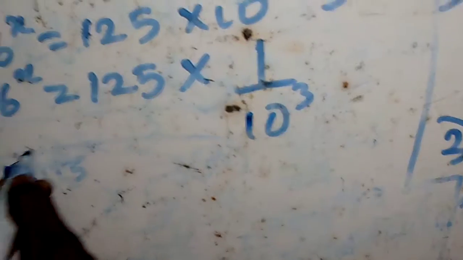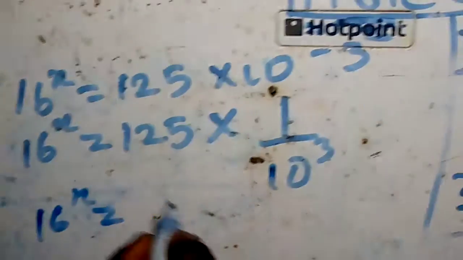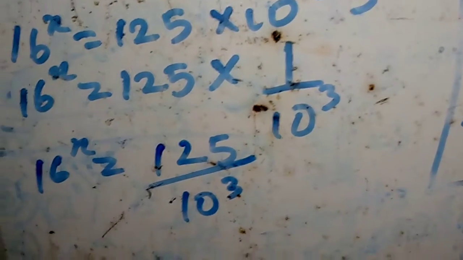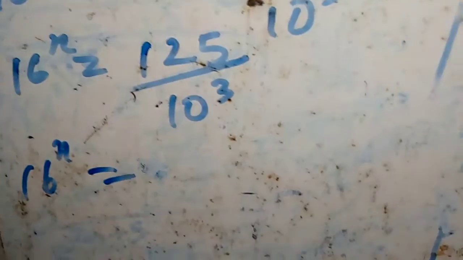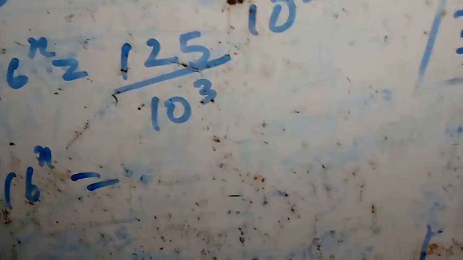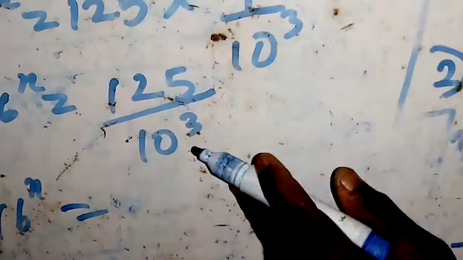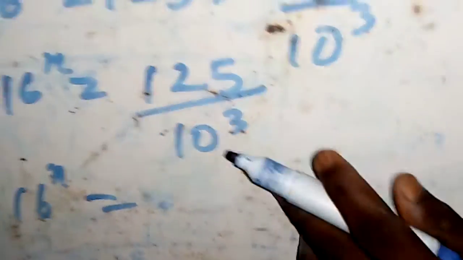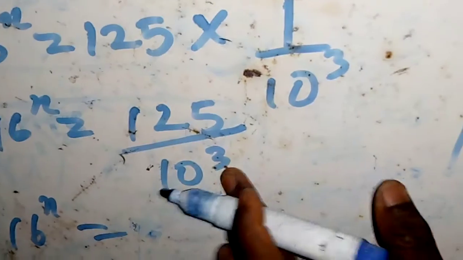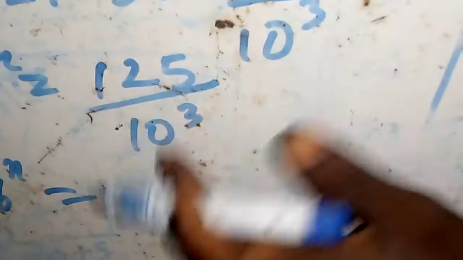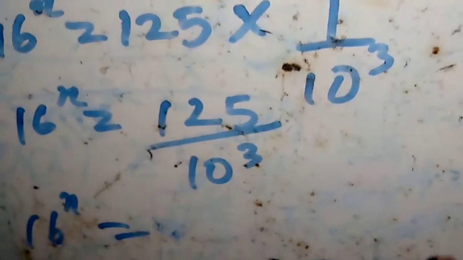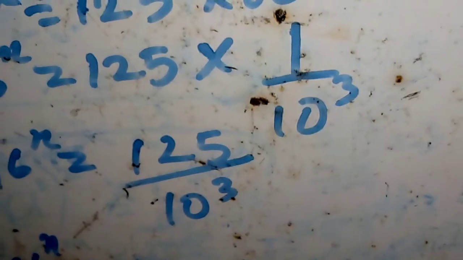So 16 raised to the power x equals 125 times 1, that's 125 divided by 10 raised to the power 3. So it will now be x raised to this equals to, what can I raise? Since we can never get the same base, I want you to take note of this: the power is already 3, and we want to put this in the power 3 as well.